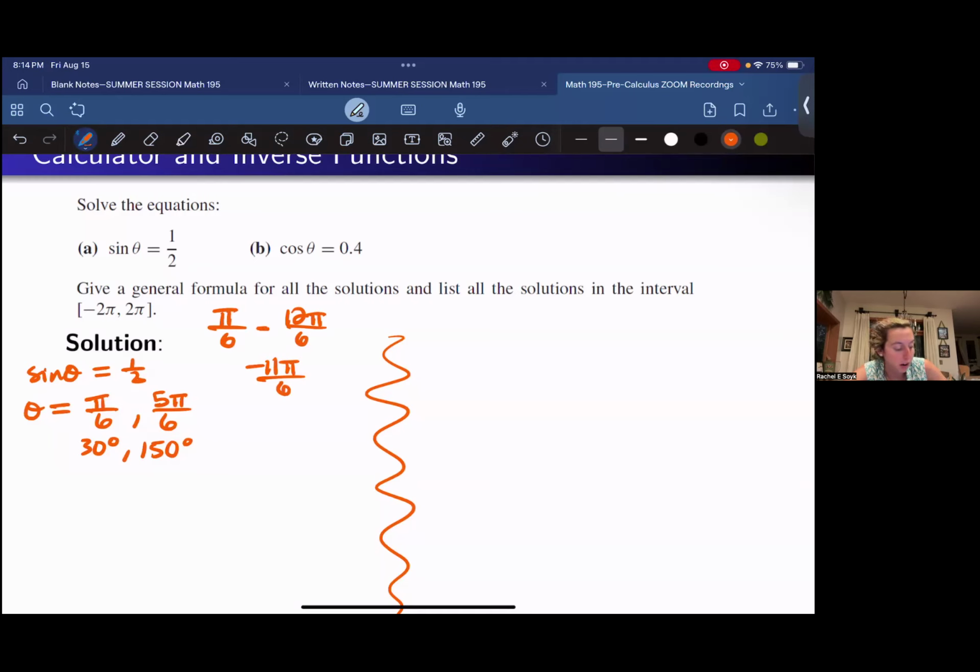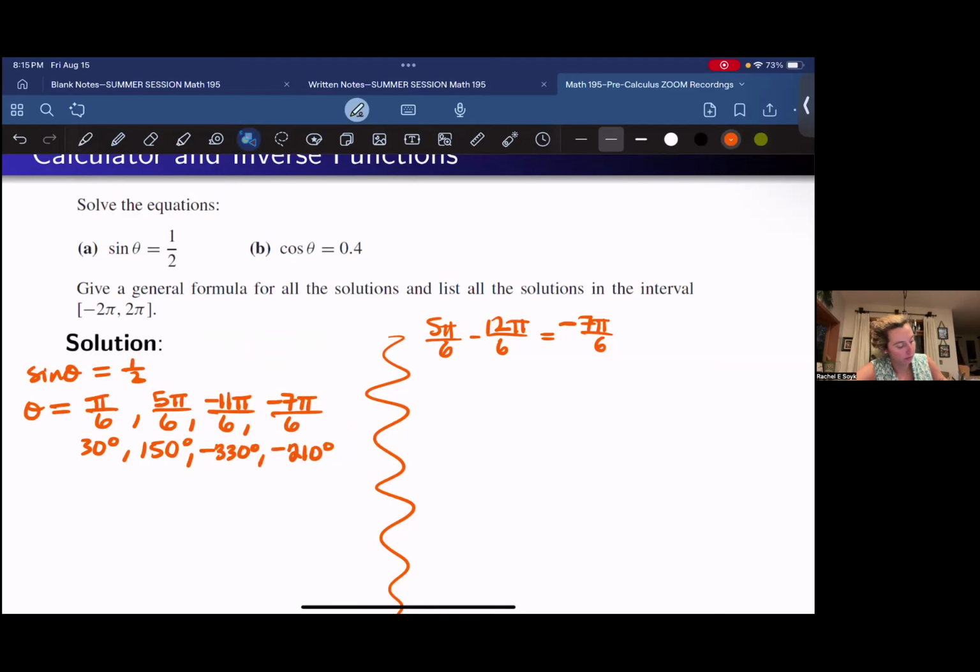And then if we did the 5 pi over 6 minus our 12 pi over 6, then we get what I said before, our negative 7 pi over 6. So respectively, negative 210 degrees and negative 330 from the degree format. And so there we have it, our solutions of theta from negative 2 pi to 2 pi.